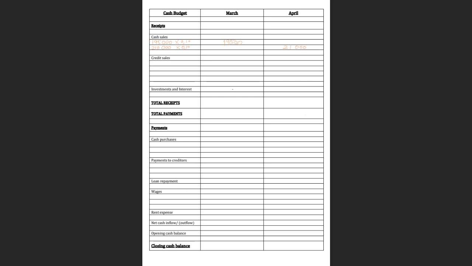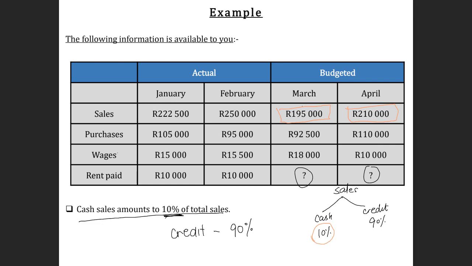Then for your credit sales, we now need to look at what your schedule was, and we're going to look at figures that were given to us previously, so for the previous months, and identify if anything had taken place in a previous month but will only be paid for in this month. So back to your cash budget.